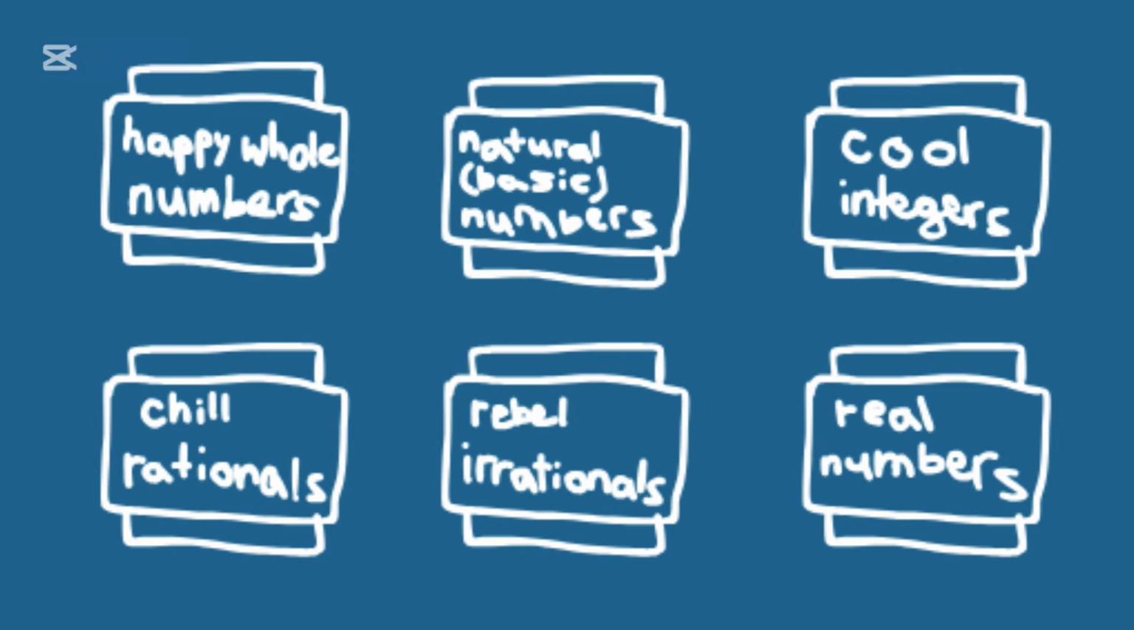Our scene is set in the stereotypical American high school cafeteria. To make this video a bit more entertaining and interesting, I decided to label each table with the number category types, and we can see that each one has a description of its own, which will hopefully make more sense later on in the video. We're going to start with the happy whole numbers and move all the way to the real numbers.